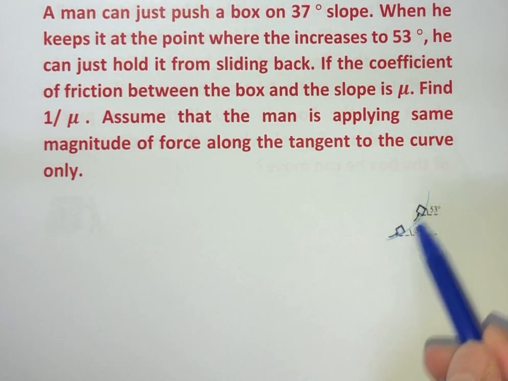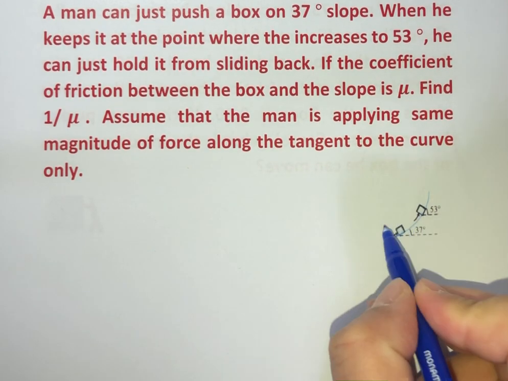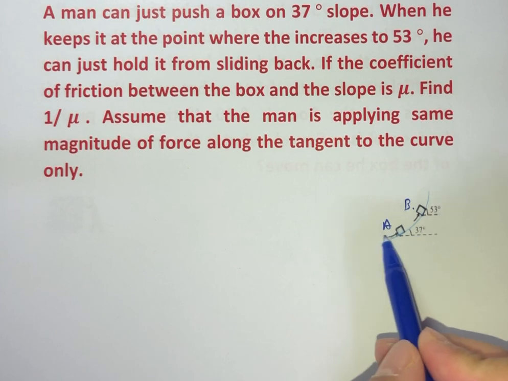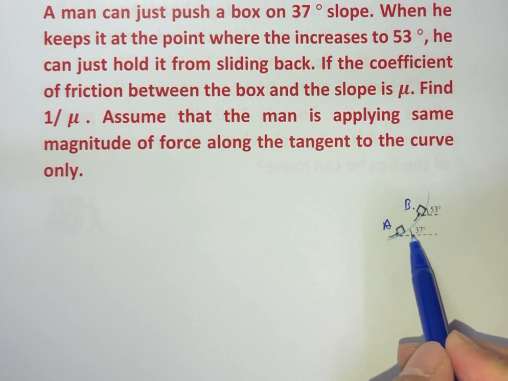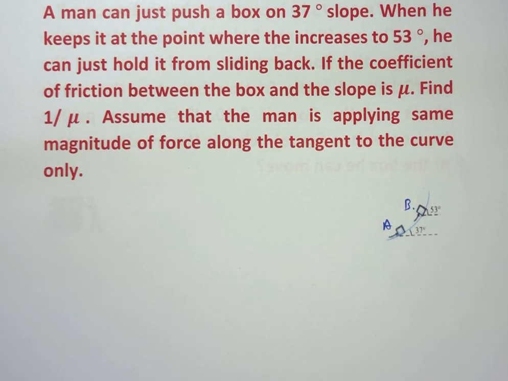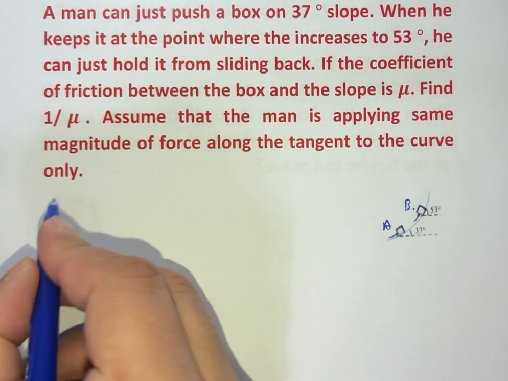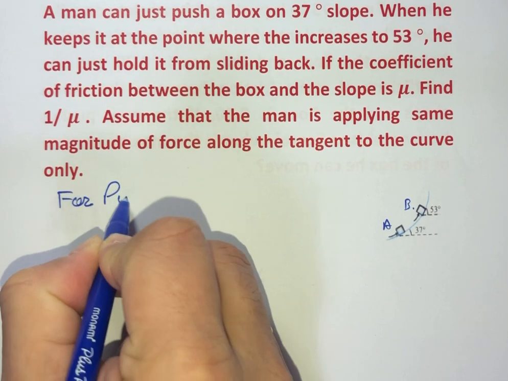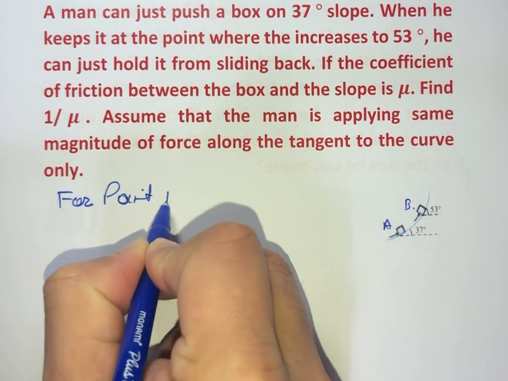So these are the two positions. Let us call this position A and this position B. At position A, the angle is 37 degrees, and B has 53 degrees. So let us draw the free body diagram for point A, then for point B. Say for point A.